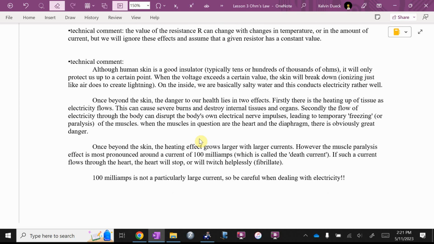It will ionize, passing an electron to the next air molecule, to the next air molecule, to the next air molecule, to the ground. You have to have a big voltage. Human skin can do the same thing.